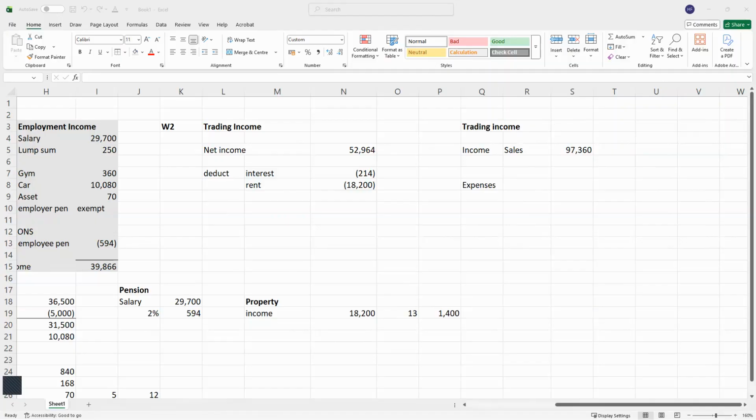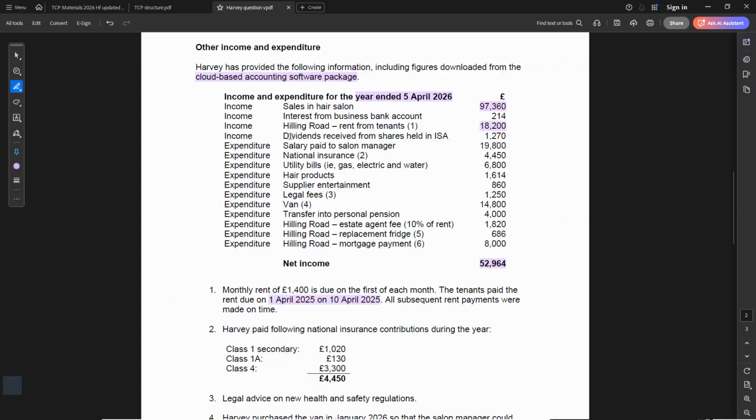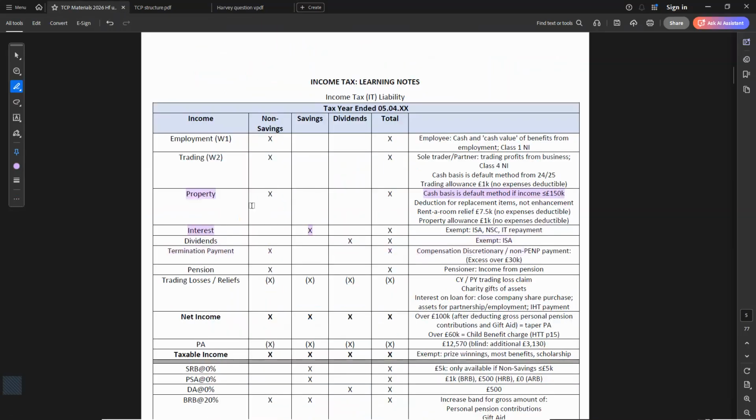So back to the question. And the next one, dividends received from shares held in an ISA, 1,270. We know that for shares held in an ISA, the dividends are exempt, so there is no tax on the ISA dividends here.